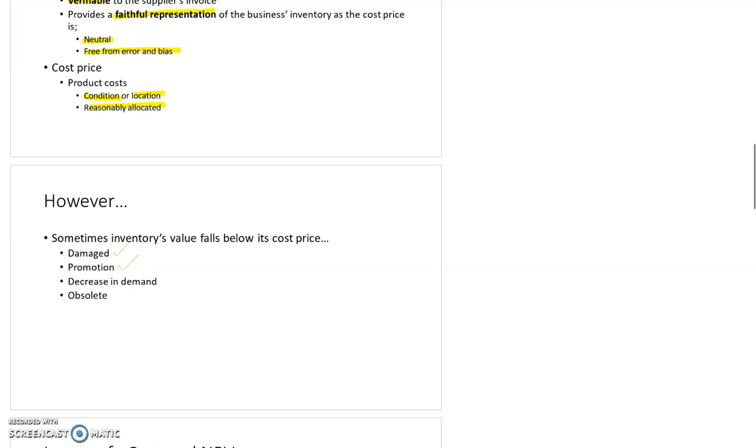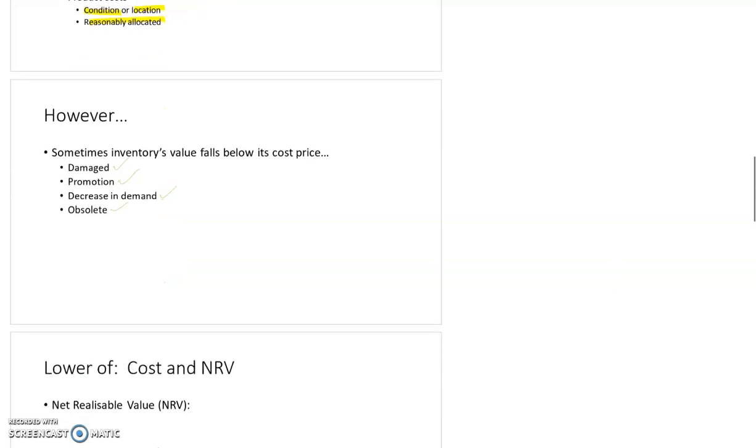It could just be a decrease in demand. People no longer want the product at the current market price, so to get rid of it, businesses will discount it, to counter the fact that the demand for the good has decreased. And lastly, the good may become obsolete. It may be superseded by new models, which probably links to the decrease in demand as well. So they are all reasons why inventory may fall below cost price.